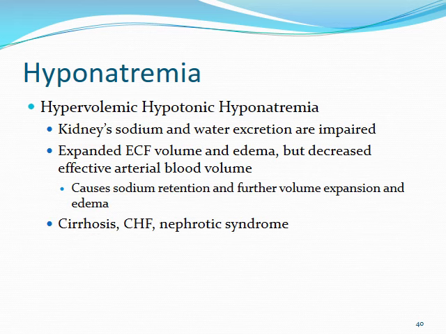Patients who may have a hypervolemic hypotonic hyponatremia, essentially what's happening here is you have issues where kidney sodium and water excretion are going to be impaired. So basically the expanded extracellular fluid volume and edema can occur, but basically a decreased effective arterial blood volume. So again, it's going to cause further sodium retention and further volume expansion and edema. So it has this cyclical effect here. Most commonly, you're going to see this being related to things like cirrhosis or CHF, and even nephrotic syndrome. So cases where they're going to be pretty edematous regardless.